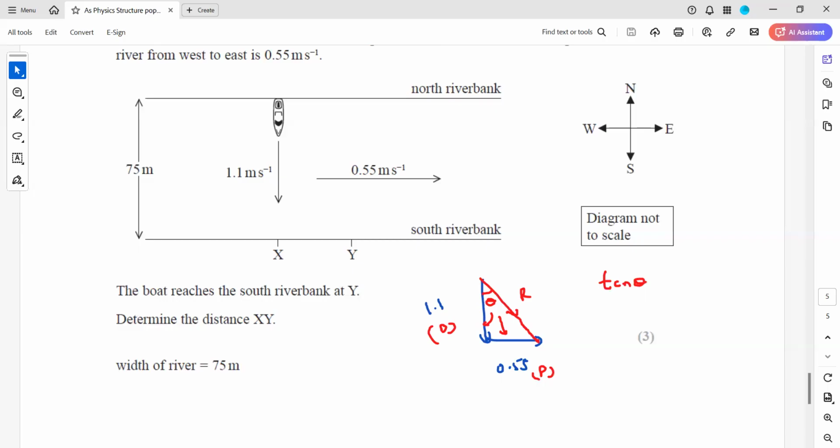You can also first work out the time, and from that time you work out the distance. That will also work. So tangent theta is perpendicular divided by base. If I'm using this angle with a vertical, so this is the base and this is the perpendicular. So perpendicular divided by base is 0.55 divided by 1.1. What is the answer for this? Theta equals tan inverse of 0.55 divided by 1.1.